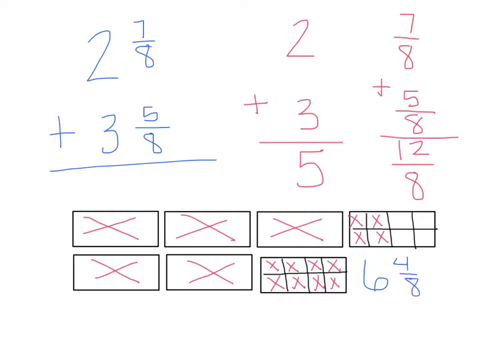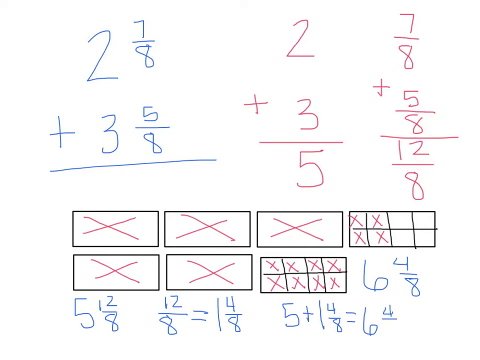Okay, that's pretty easy to see when we draw it out. But let's think about this. We had 5 and 12/8 before. If we take 12/8 and turn that only into a mixed number, that's 1 4/8. If we add 5 plus 1 4/8, guess what we get? Yep, we get 6 4/8. And that's 6 1/2.